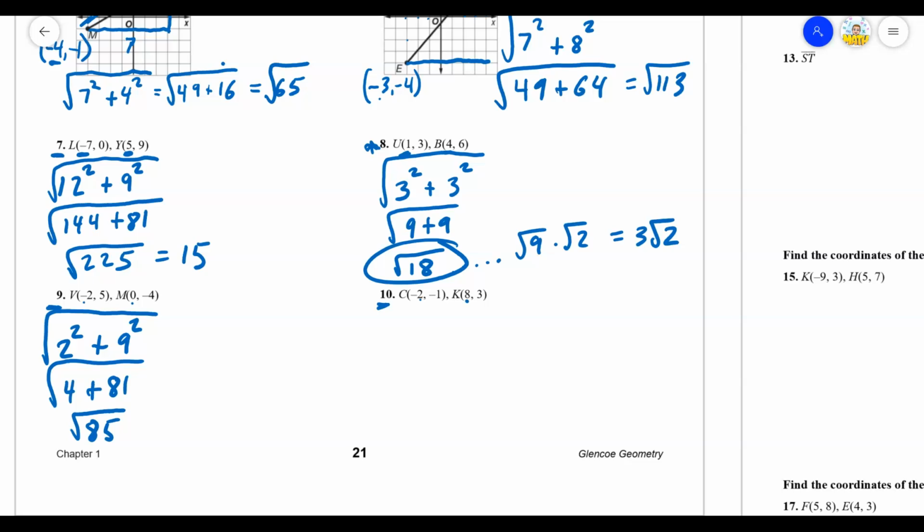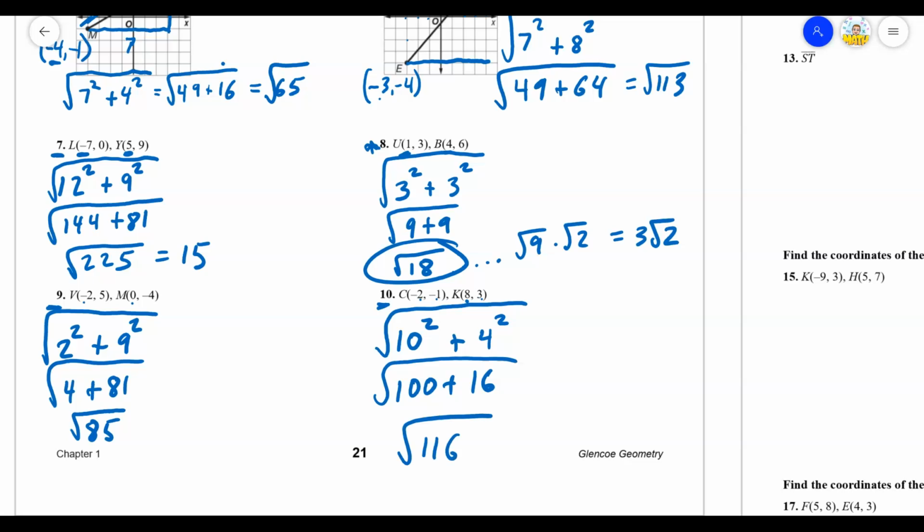Negative 2 to 8, that's the first piece we have. That should be 10. You're at negative 2 to get to 0, that's 2, and then another 8 is a total of 10. Okay? From negative 1 to positive 3, always picture that number line, that's 4. We square them both, and we take the square root. So this is 100 plus 16, and we're going to take the square root of that. That would be the square root of 116. We can leave that under the radical.